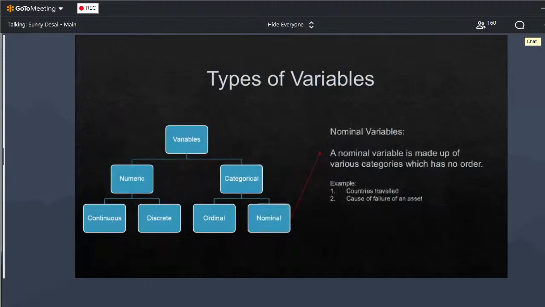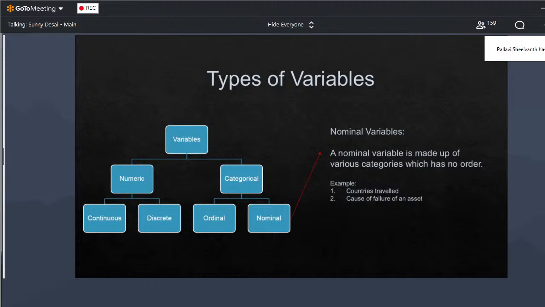So, friends, what we studied on the screen is known as different types of variables, wherein we started understanding that we have numeric variables and categorical variables. Numeric variables can be represented by numbers, and categorical variables can be represented either by natural language or by numbers, but the numbers have no meaning there.